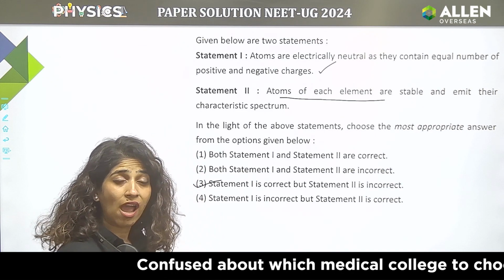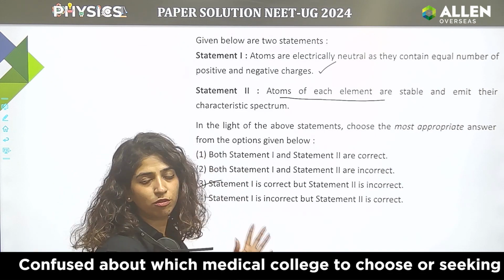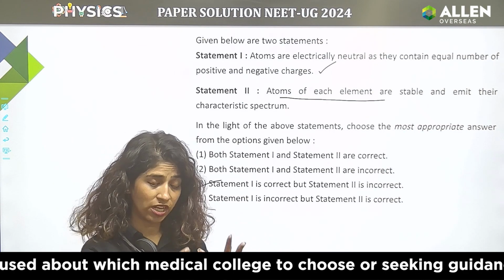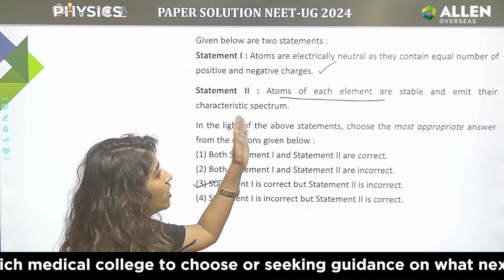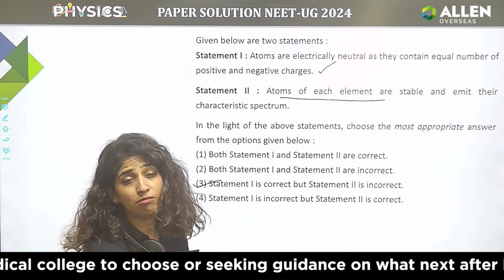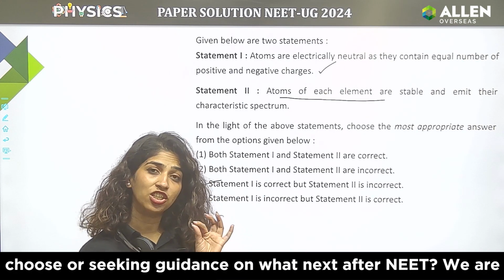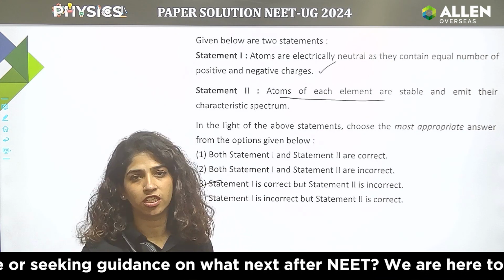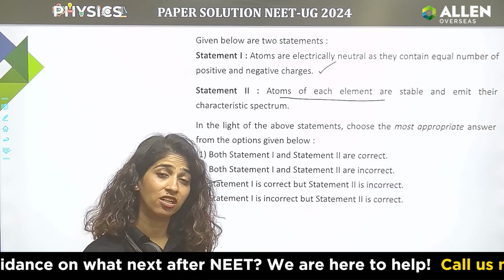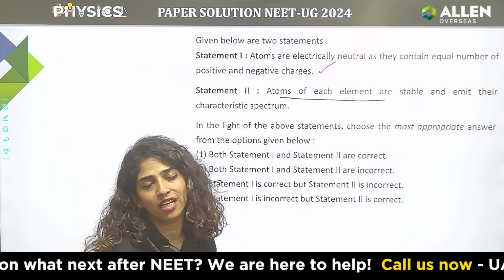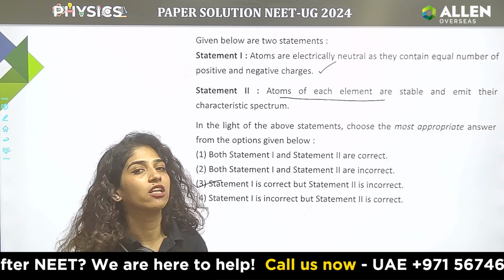If you have the new NCERT textbook, in the chapter Atoms, Molecules, Nuclei, you will see a direct statement where they have given that atoms of each element may be stable. Are stable is not given, it's given may be stable. So that tells us that it's not necessary that all the atoms of all the elements are stable.